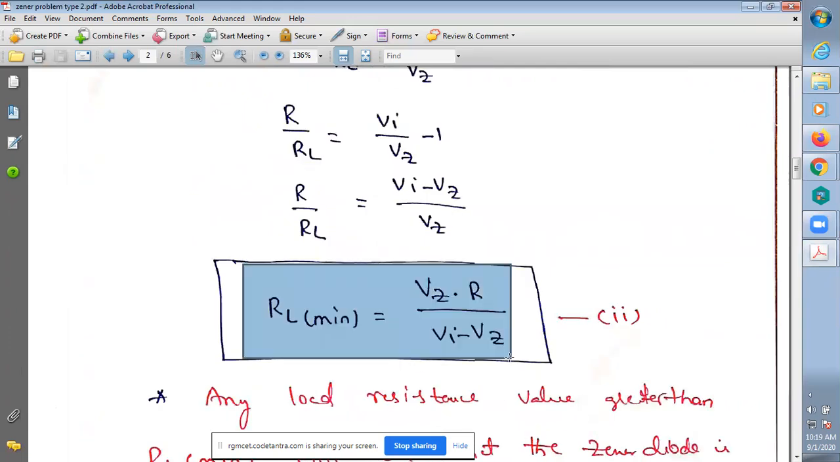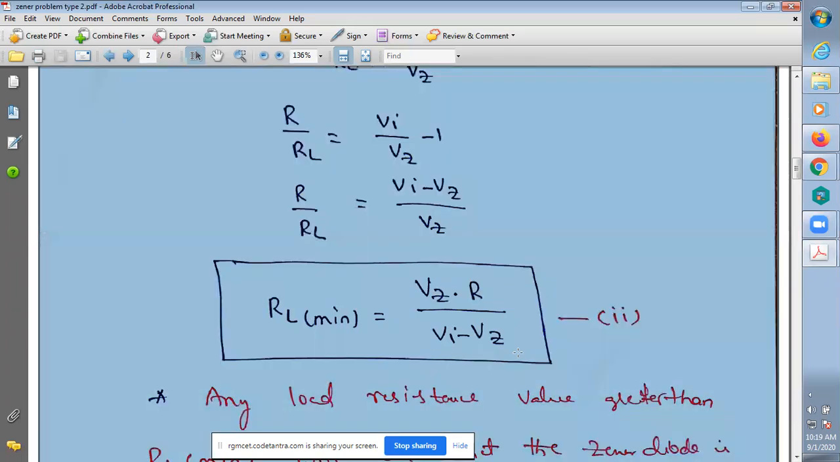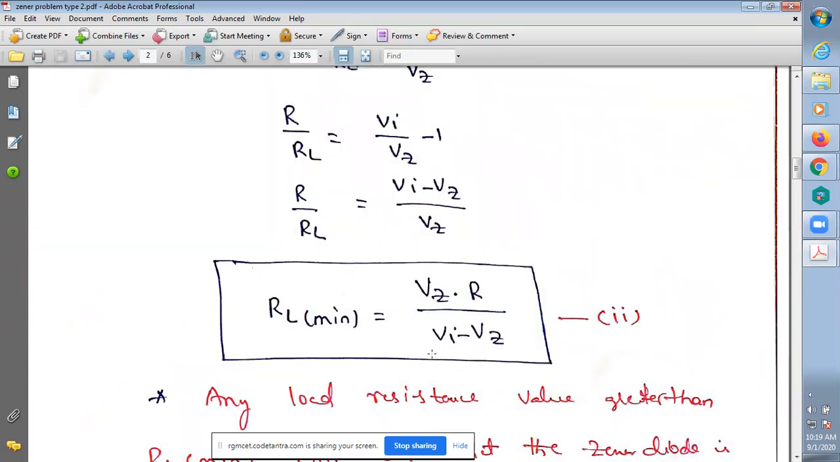That expression is RL minimum, the minimum RL which keeps the Zener diode in the on state. RL minimum is equal to Vz times R by (Vi minus Vz). Remember this one.